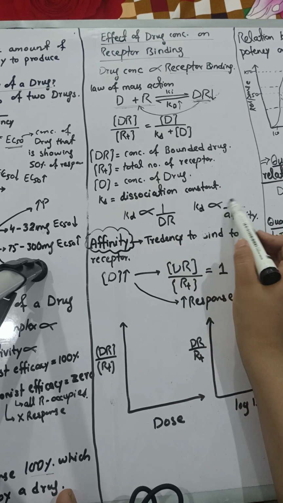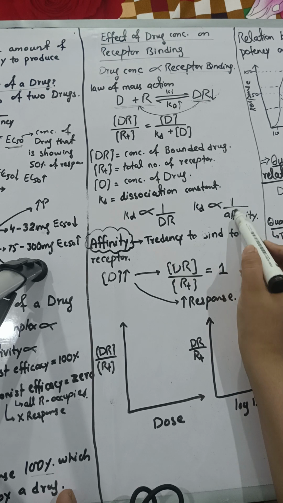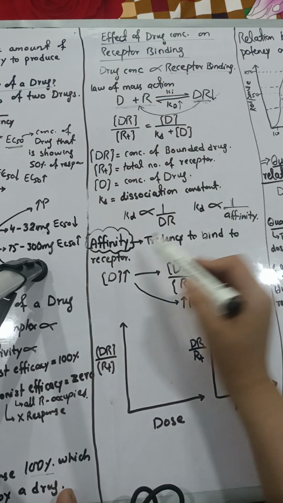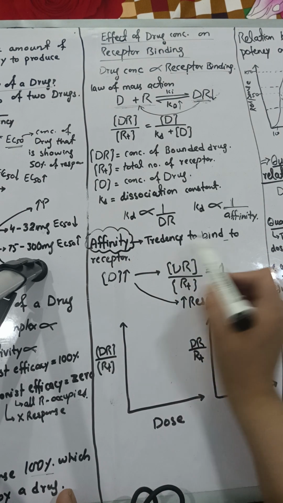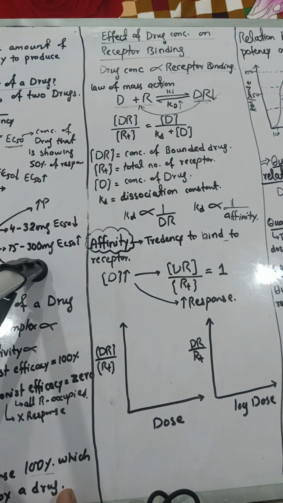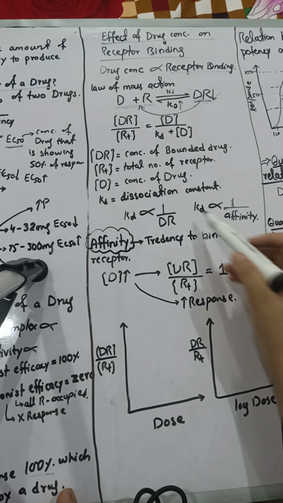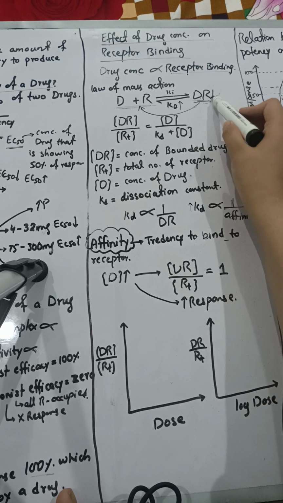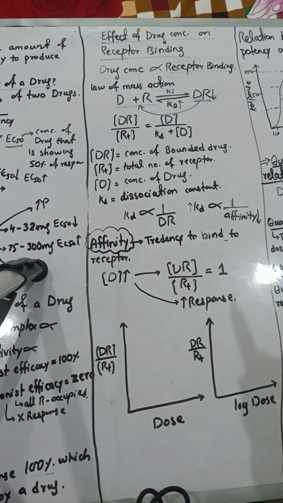But the KD is inversely related to the affinity of your drug. What is affinity? Affinity is the tendency to bind to the receptor, that is, how much capacity a drug has and how quickly it can bind with a receptor. The drug that can bind quickly has more affinity, and the drug which has a low tendency to bind with the receptor has low affinity. So whenever the KD increases, the affinity of the drug decreases because the DR decreases itself.